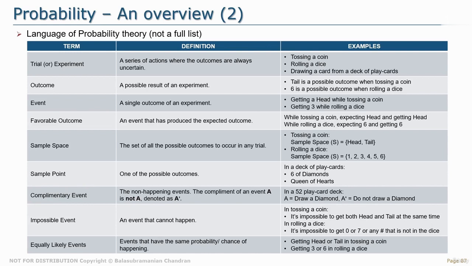Impossible event: an event that cannot happen. Examples: in tossing a coin, it's impossible to get both head and tail at the same time. In rolling a dice, it's impossible to get 0 or 7 or any number that's not in the dice. Equally likely events: events that have the same probability or chance of happening. Examples: getting head or tail in tossing a coin, getting 3 or 6 in rolling a dice.